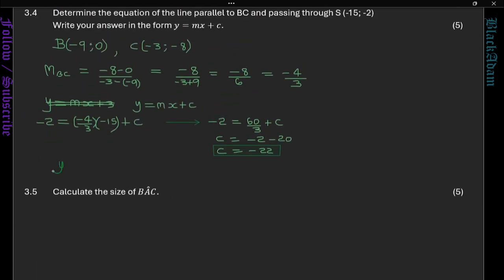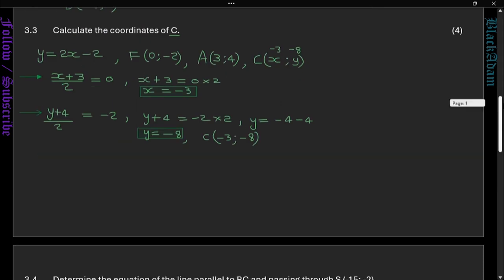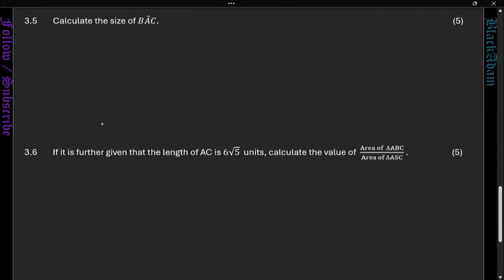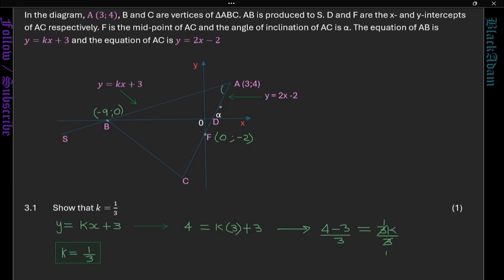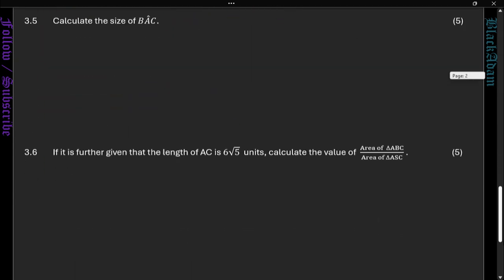And now we can write the equation: y equals negative 4 over 3 x minus 22. So that's our equation. Then we move on to the next question. We're required to find the angle. So there are 3 angles there. We know that alpha minus beta is going to be our angle A.